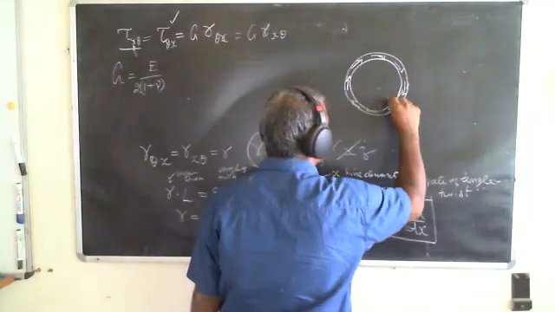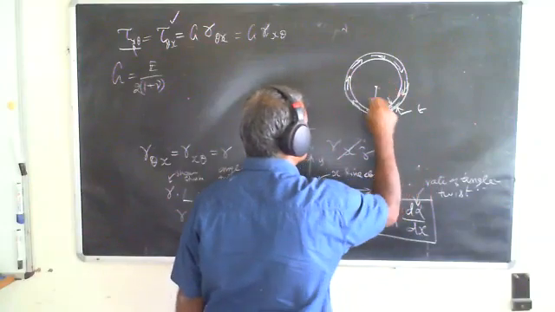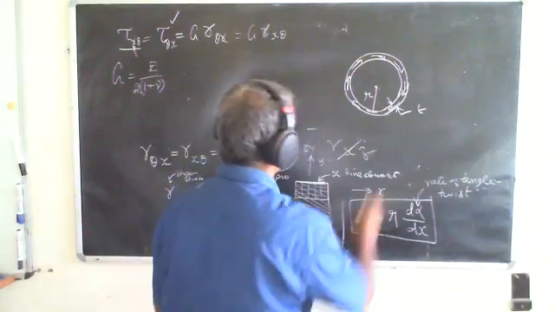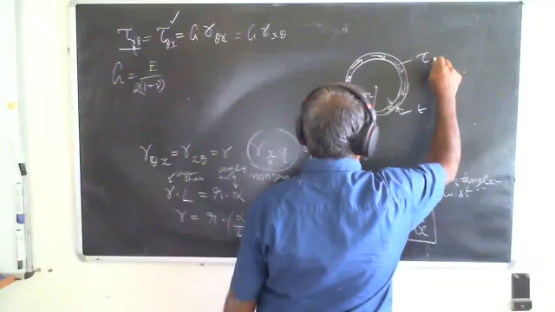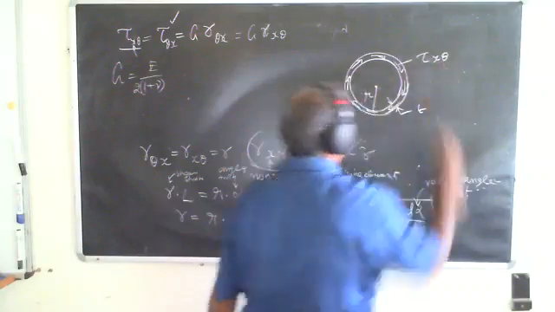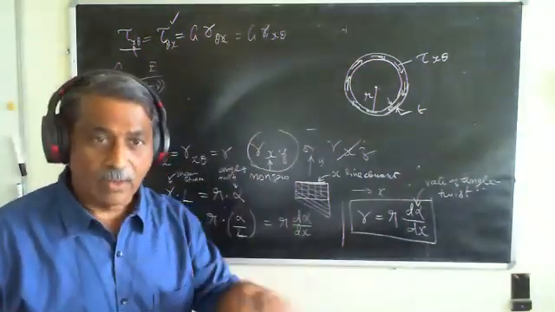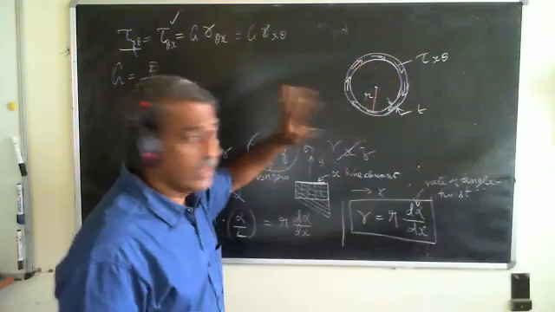Let's say the thickness is t, the radius is r, right? That's how I got this r here. And this is tau x theta. Let's not worry about tau theta x for now. We'll come to it in the next class. This is what I figured out.